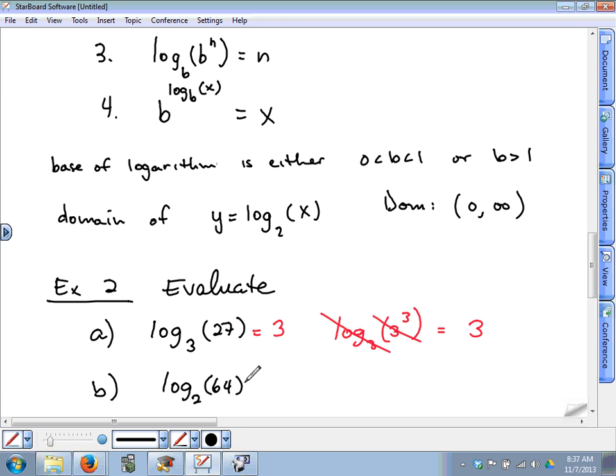Now, it's not real common knowledge, but I think you can arrive at it. 2 times 2 times 2 times 2 times. How many 2's do you have to have in order to get 64? 6. So you want to rewrite this as log base 2 of 2 to the power of 6. Now that you have matching bases, log base 2 matches with that base of 2. So the answer is 6. These are some of the easy ones.